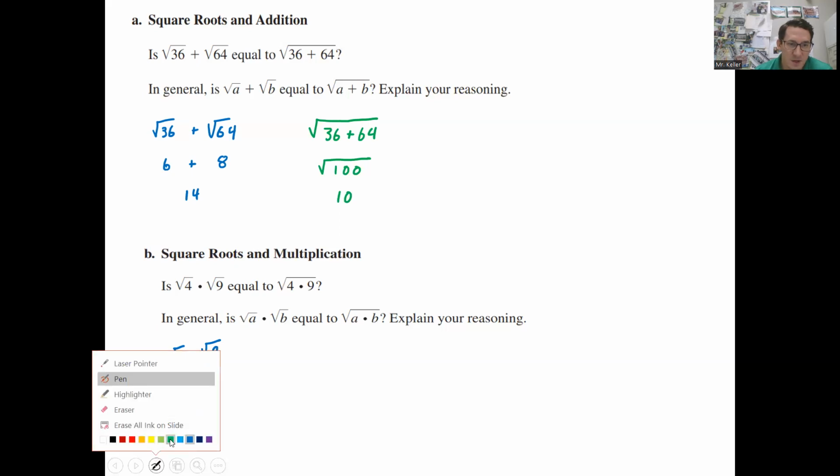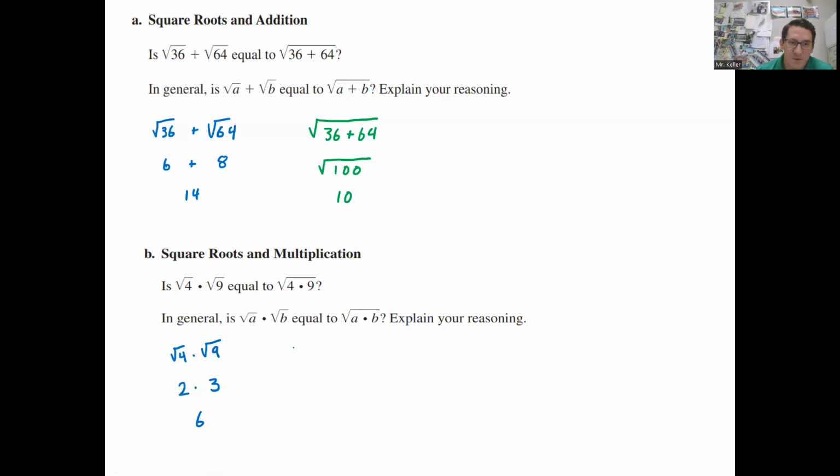So let's do the other one. The square root of 4 times 9 here. So this one we have to multiply first on the inside. 4 times 9 is 36. The square root of 36 is 6. So these work. When you're multiplying with roots, you can actually put them together. So these are the same. You can't add roots together, but you can multiply.